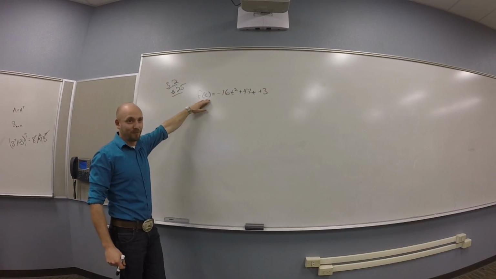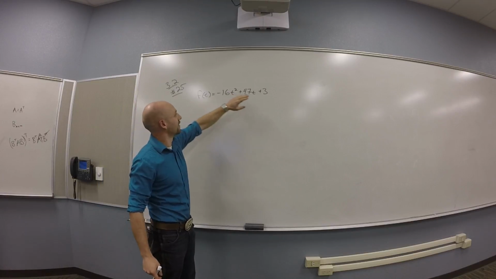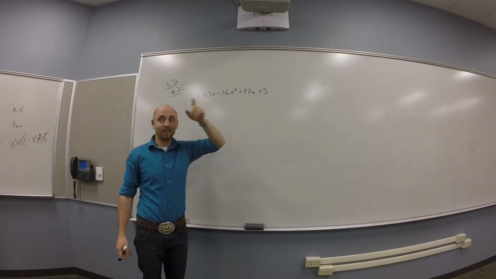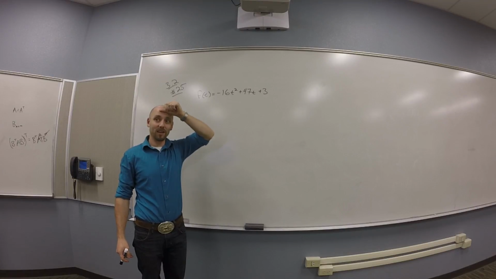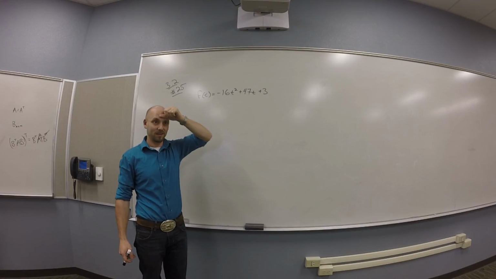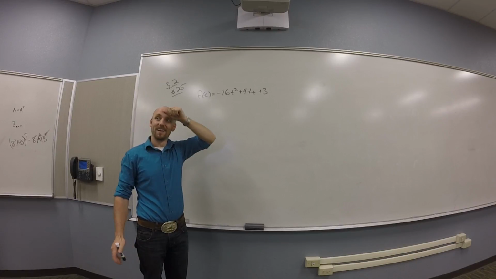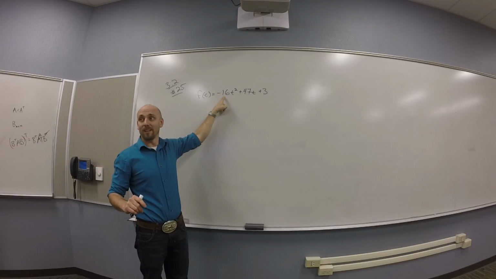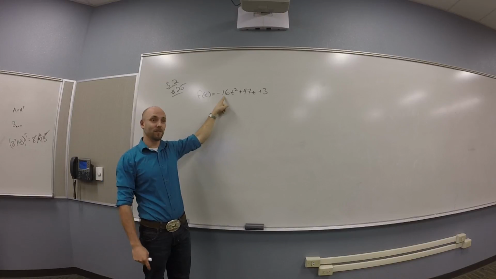When we see f of t is negative 16t squared plus 47t plus 3. And the reason I think that this is cool and applicable is what? Yeah. Completing the square is horrible. Yeah, completing the square on this is going to be horrible. So they're asking me to put this in vertex form. That's going to probably suck.